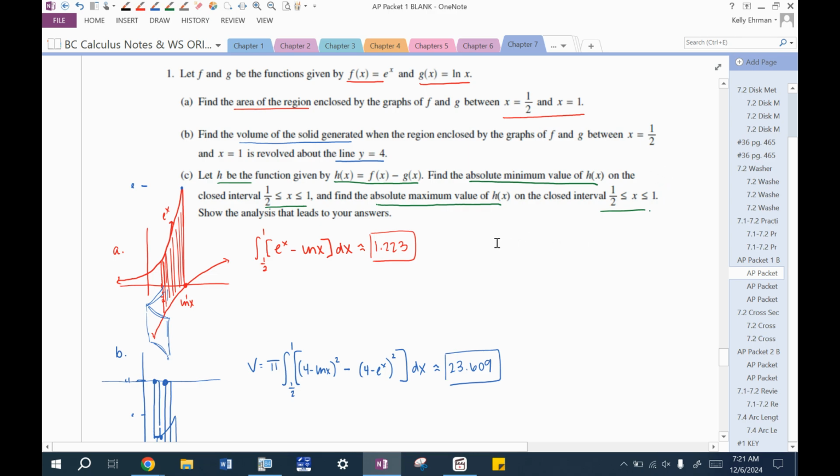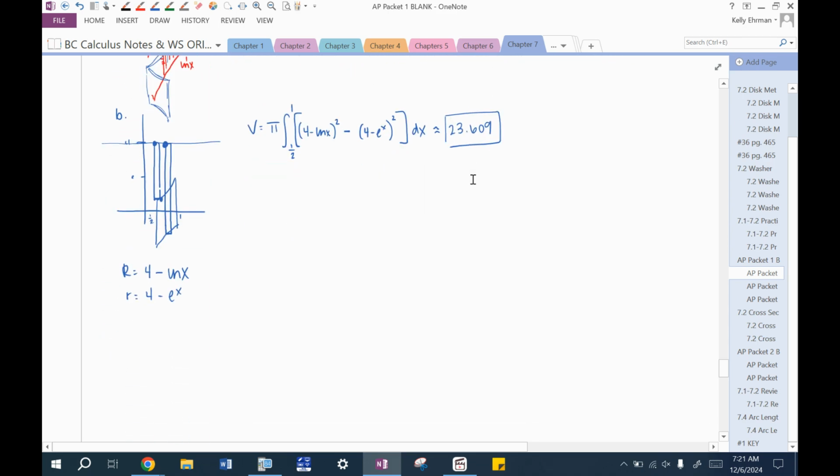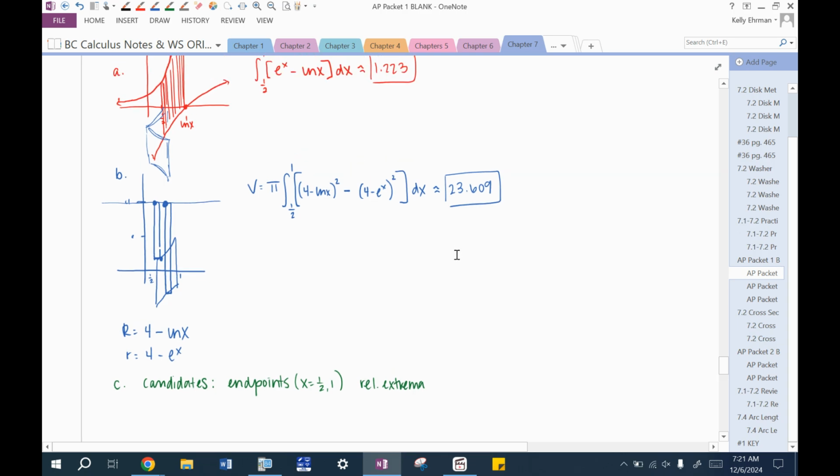So in general, how do we find the absolute min and absolute max of something? Remember, this is that extreme value theorem where you have candidates. The possibilities for absolute max and min are the endpoints of the interval, so that's x equals 1/2 and 1, and any relative extrema. We're looking for both absolute max and min, so I'm looking for relative max or min as well.